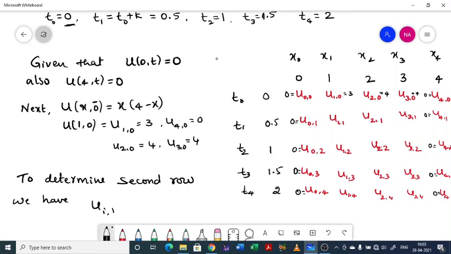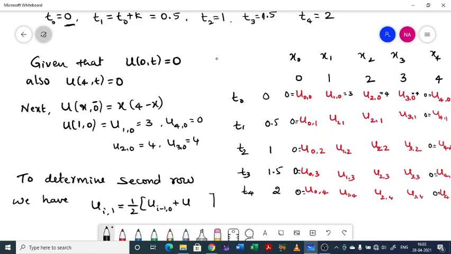u i comma 1, the second row, where t is fixed to 1, equals the average of u i minus 1 comma 1 plus u i plus 1 comma 1. I think that is the formula, let's check once. u i minus 1 comma 0, u i plus 1 comma 0, it is not 1, so 0 comes first.